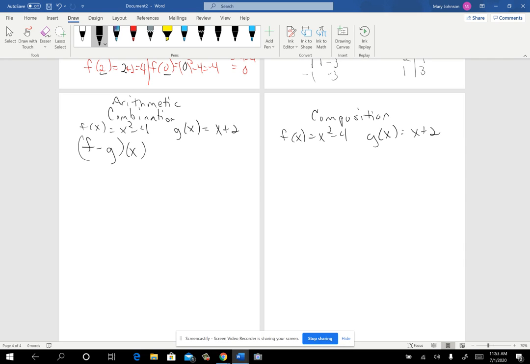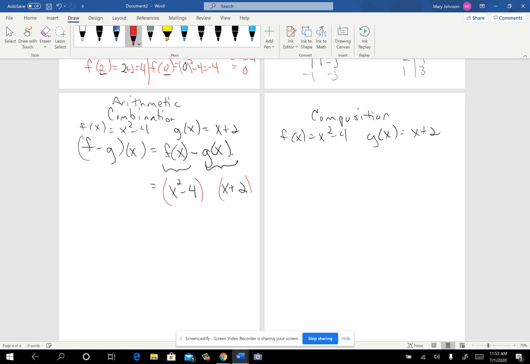Okay, so the combination one is pretty intuitive. I would hardly even have to say anything about this and you would get it right. When you're doing f minus g of x, it's defined to be f of x minus g of x. And so you literally just take the rule for the f function and take the rule for the g function and just apply that formula.